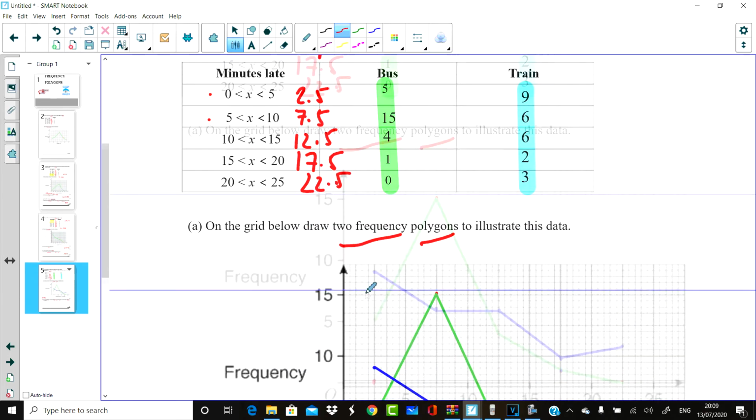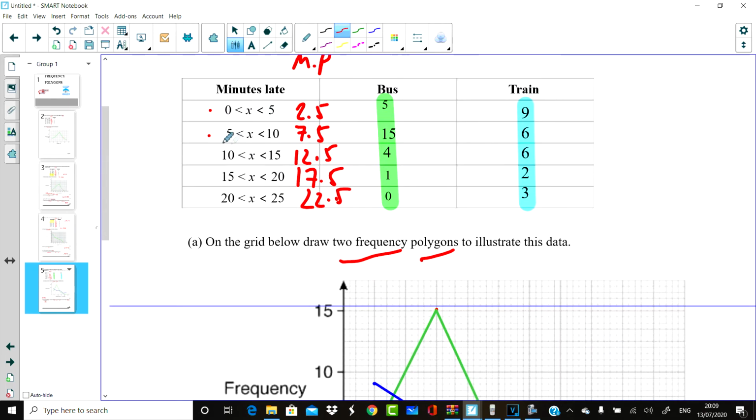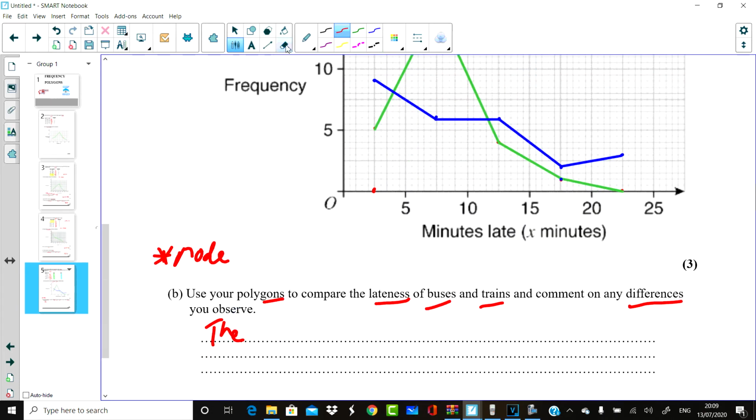So for bus, what we can say is, instead of writing modal class, we can say that in between 5 and 10 minutes, the most amount of buses were late.